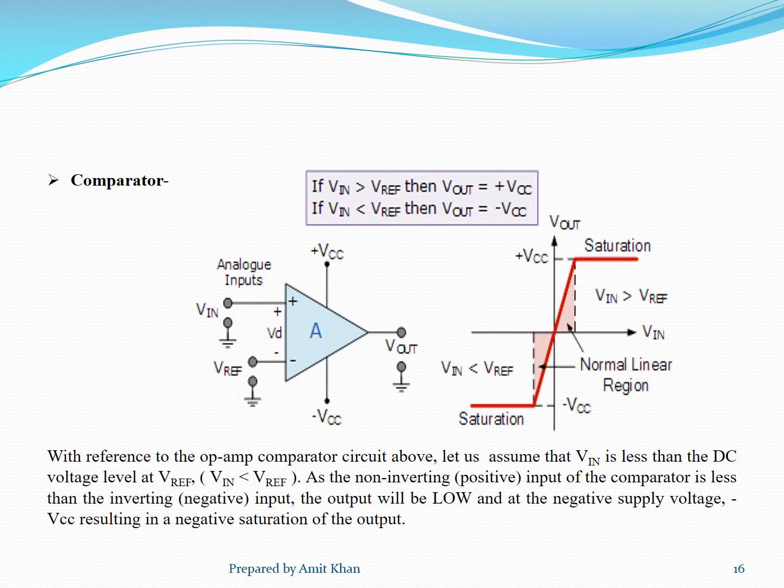Then comes the comparator. This is the circuit diagram of the op-amp as a comparator. When the input voltage V_in is greater than V_reference, that means the reference voltage, then V_out equals plus VCC, and when V_in, that is the input voltage, is less than V_reference, then the output voltage equals minus VCC.